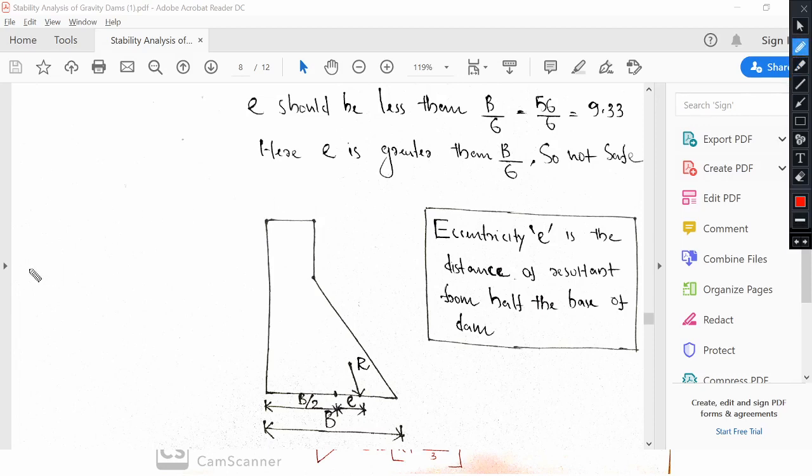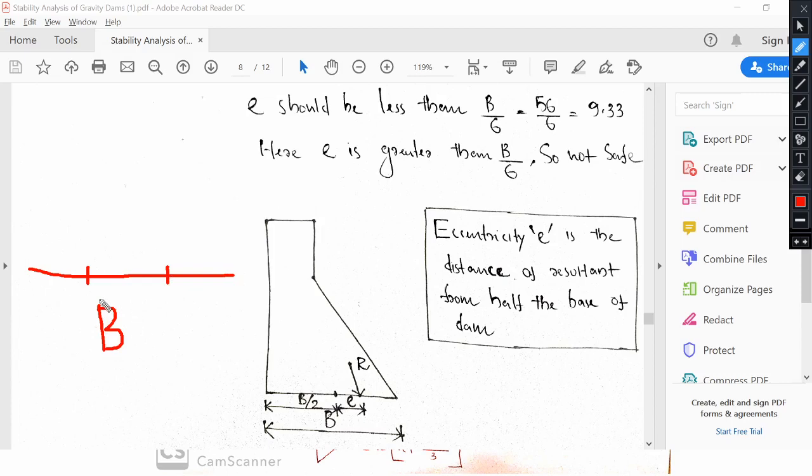You understand, suppose this is the entire base width of the dam. You know that the entire base width of the dam is denoted by capital B. Now I am dividing this entire base width into B by 3, B by 3 and last B by 3. So B by 3 plus B by 3 plus B by 3 will give you the entire base width capital B.